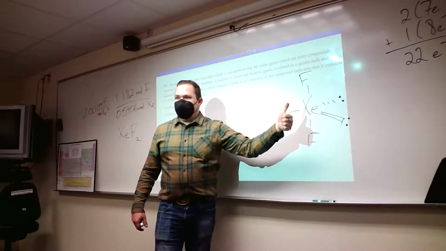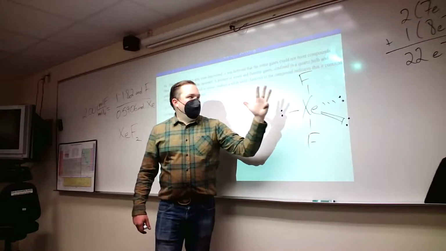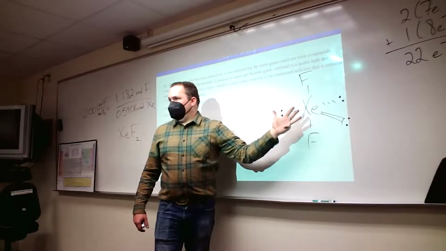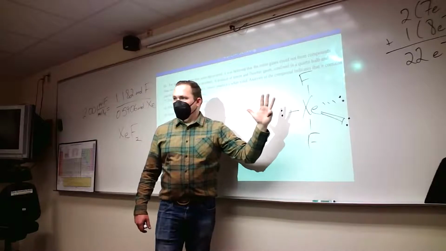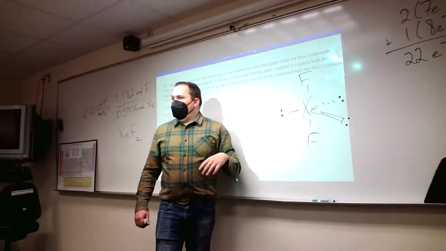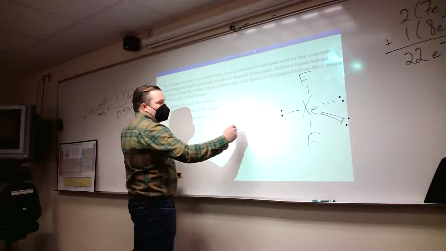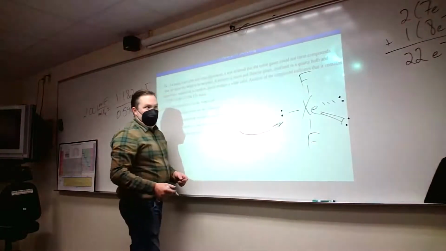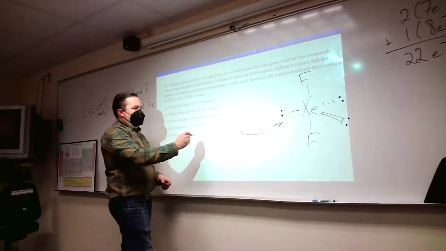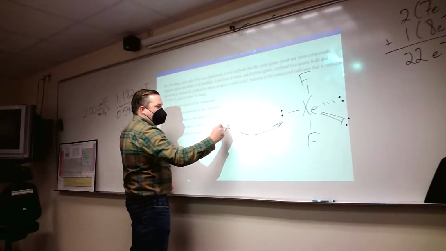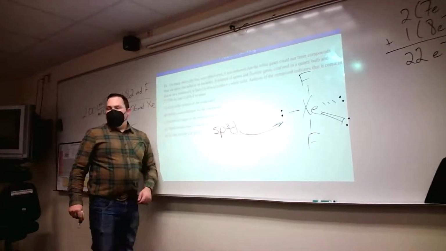So 1 part s, because that's the lowest energy. 3 parts p, because that's the next lowest energy, and we need 1 more electron group. So we add 1 part d. So the hybridization here, for anything that is trigonal bipyramidal, is going to be sp3d.